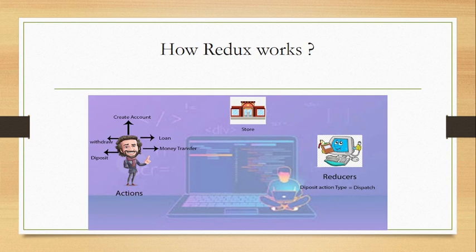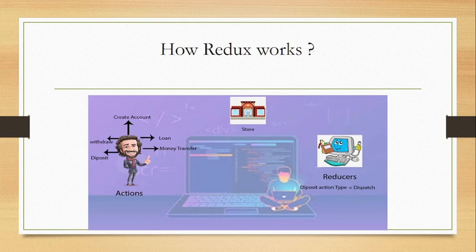Another thing is reducer. Reducer checks what type of action customers send. I already told you create account is an action. Loan is another action. Money transfer is also another action. Deposit is also another action. This reducer is used to take what type of action the user sends, like deposit action type is dispatched.